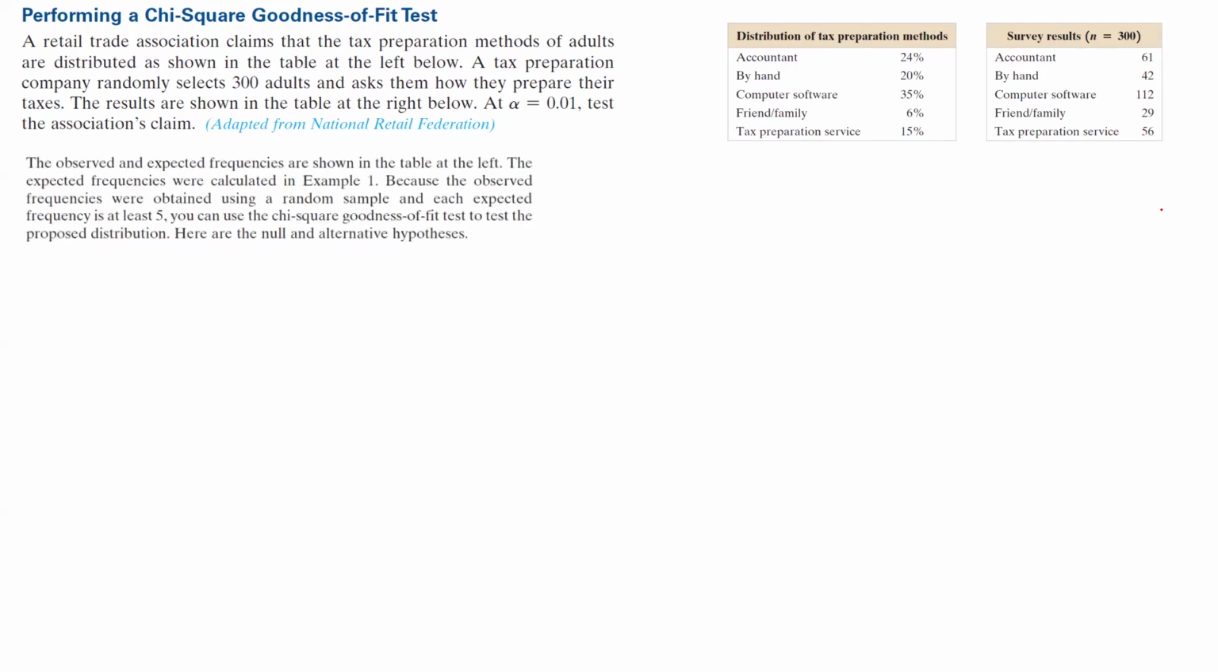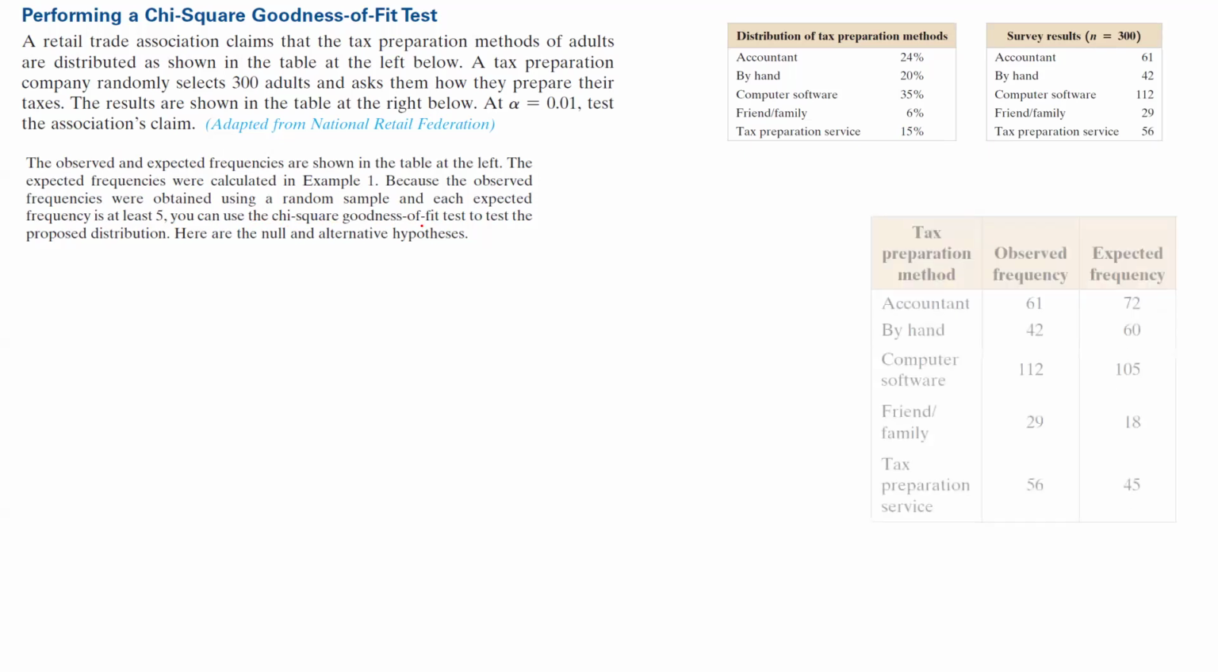So let's follow the guidelines. The observed and expected frequencies are shown in the table. The expected frequencies were calculated in the previous example. Because the observed frequencies are obtained using a random sample, and each expected frequency is at least 5, you can use the chi-squared goodness of fit test to test the proposed distribution here.